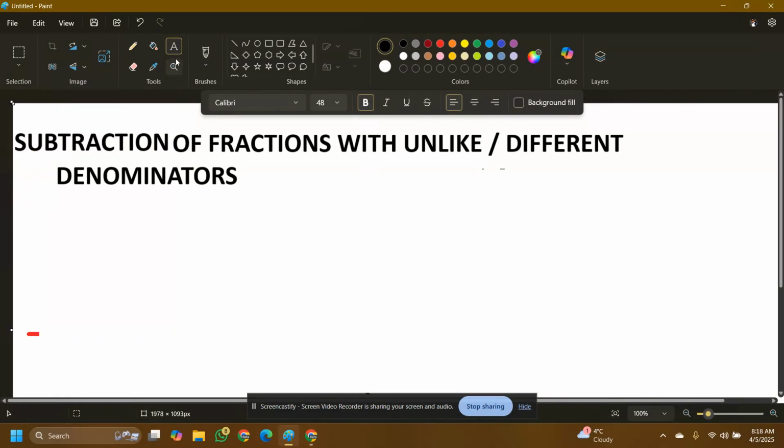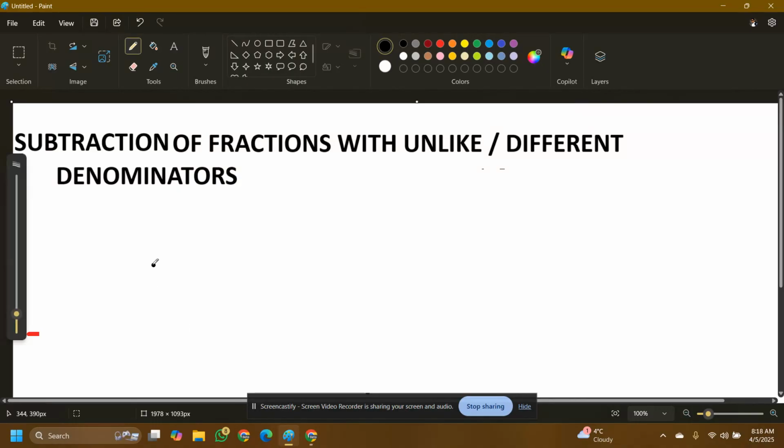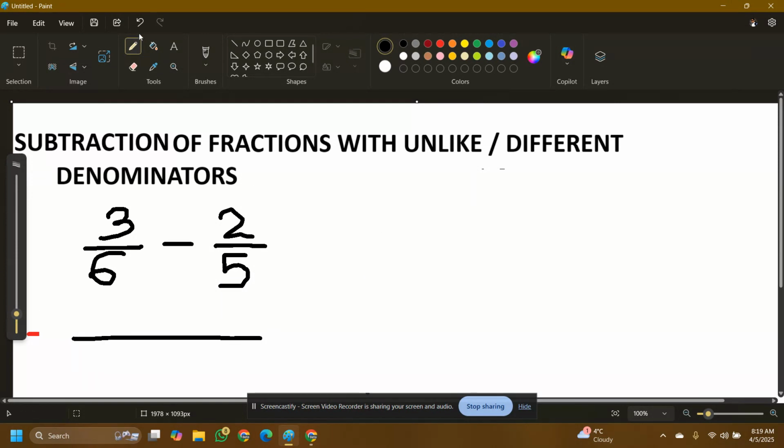Okay, so I'm ready to move ahead. I'm going to take the same example so that it will be easier for you. So I have 3/6 minus 2/5. You can definitely pause this video and give it a try all by yourself because you know what to do right now. We have different denominators over here. The first thing which should come to your mind is to make the denominators equal. So 3 over 6 minus 2 over 5.